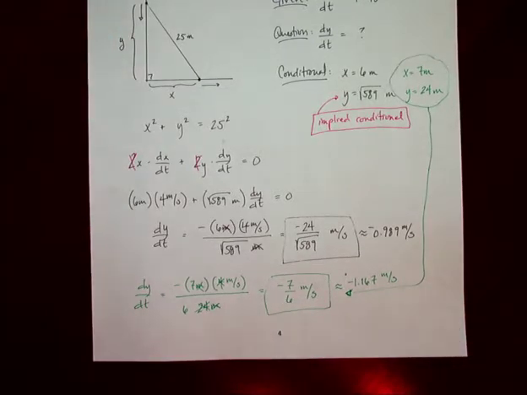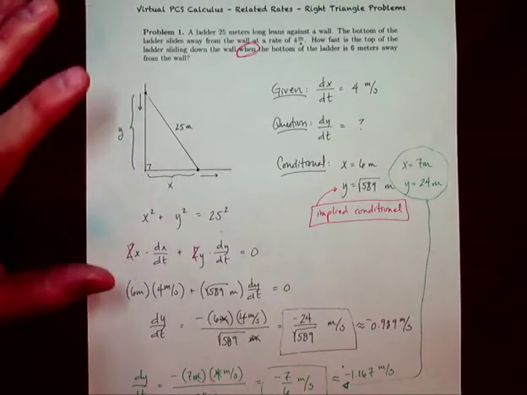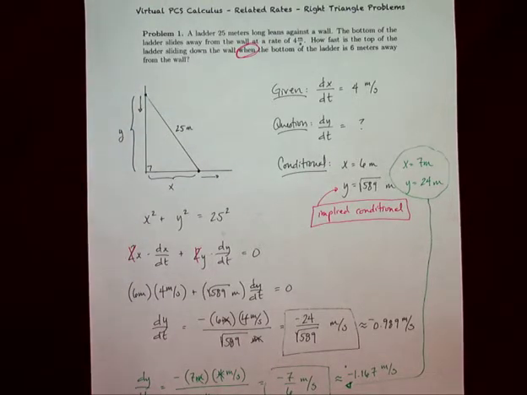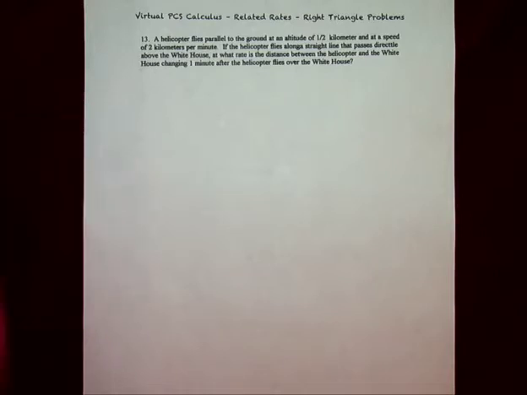Alrighty, let's go ahead and do another example. By the way, this is a very classic one. Everybody who does related rates sees the ladder problem multiple times, and that's one of the classics. This is another one of the classics in terms of right triangle related rates. This one reads: a helicopter flies parallel to the ground at an altitude of 0.5 kilometer and at a speed of 2 kilometers per minute. If the helicopter flies along a straight line that passes directly above the White House, at what rate is the distance between the helicopter and the White House changing 1 minute after the helicopter flies over the White House?